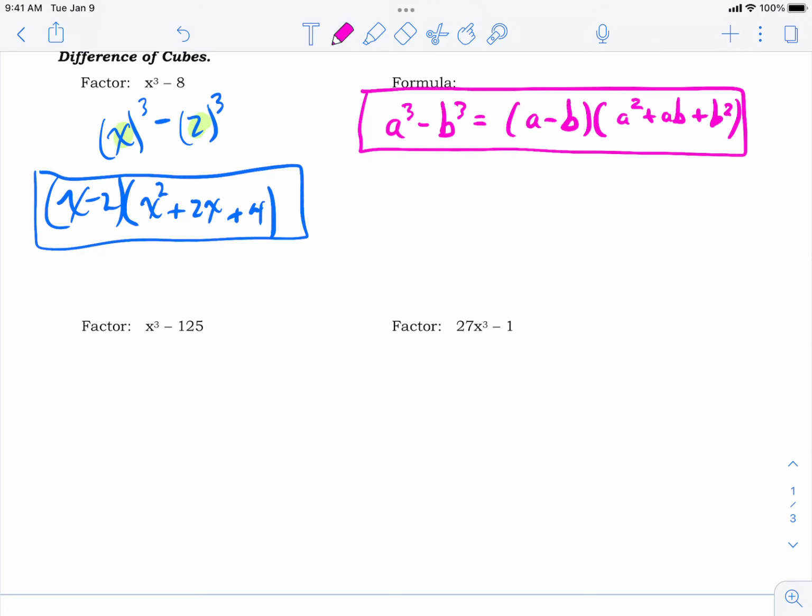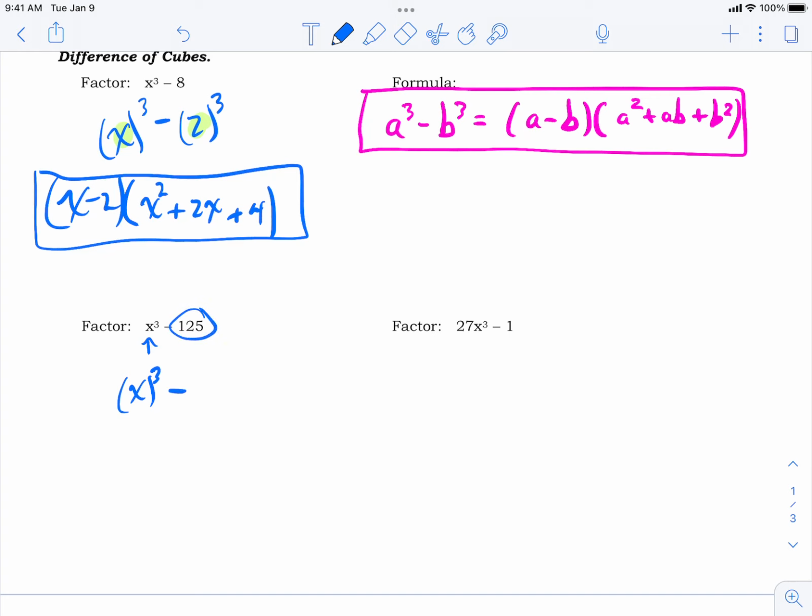Okay, so anyway, let's use this formula now. First of all, let's look at this next problem and say, do I even have a difference of cubes? I guess you want to know that first, right? This only works for a difference of 2 cubes. Now, the x is being cubed, so that part makes sense.